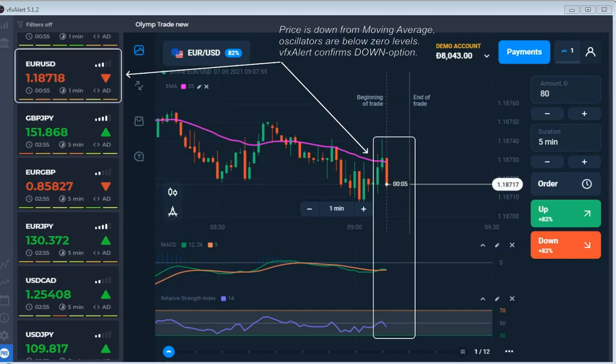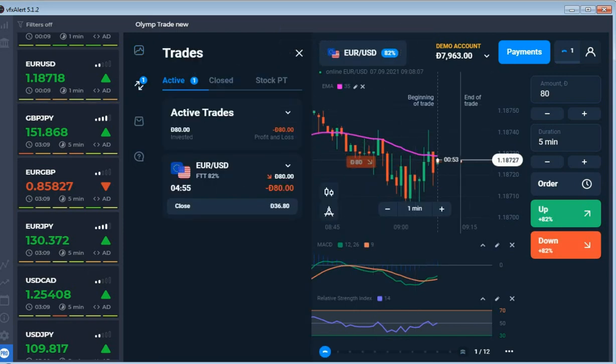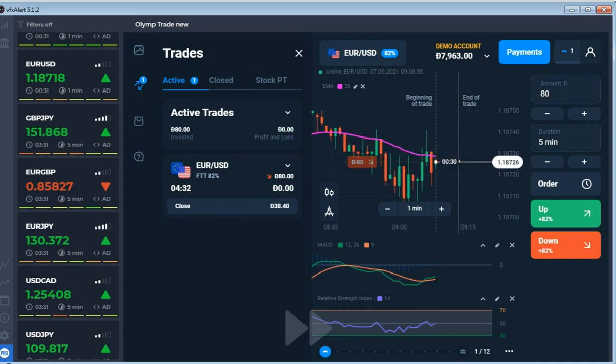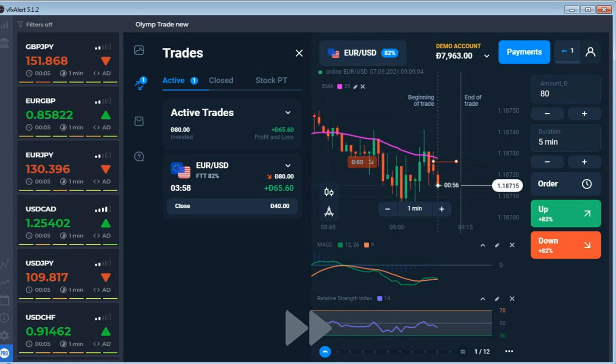The first option is on the euro-dollar. The price started moving down from the moving average. You can wait for the next candle to confirm the trend, but we will open on oscillators. We will hold a quick trading session and leave the market after 3 to 4 profitable options and no losses.